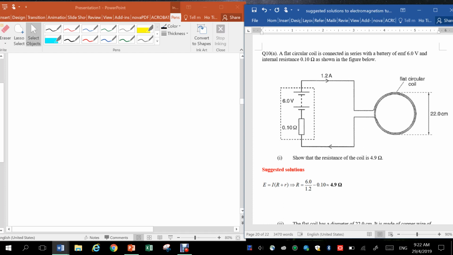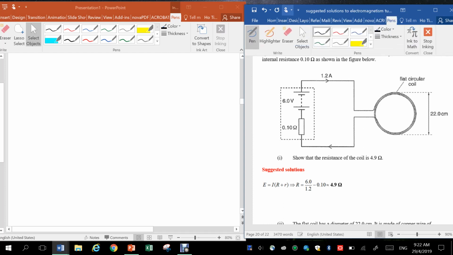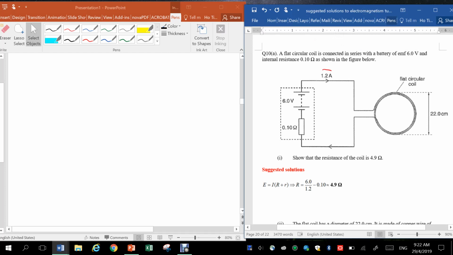It's connected as shown in this figure, and they give you a flat circular coil, and they very nicely tell you the value of the current. Show that the resistance of the coil is this value, so let's set it up.